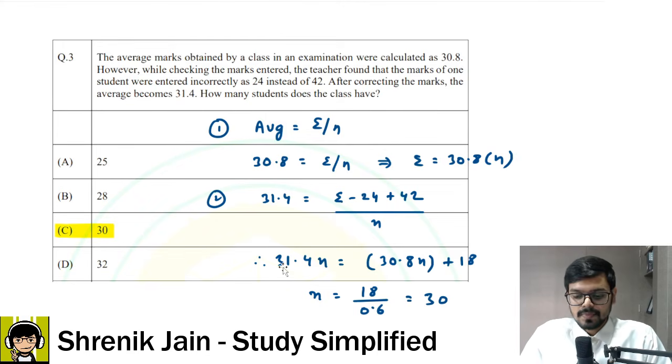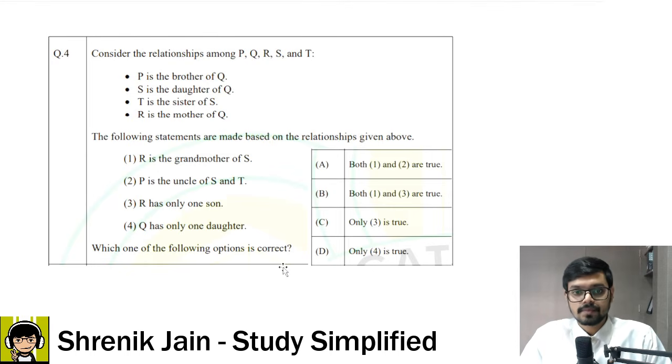Done, understood. Let us go to question number 4. Reasoning question. Consider the relationship among P, Q, R, S and T in this way. We have 4 statements. Which of the following statements is true? Pause the video, try, then look at my solution. Try this question.